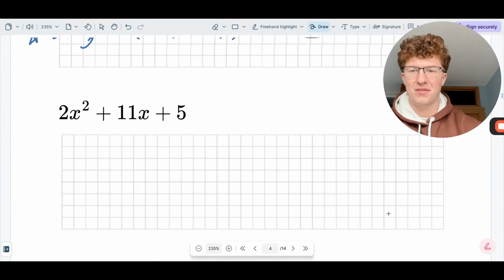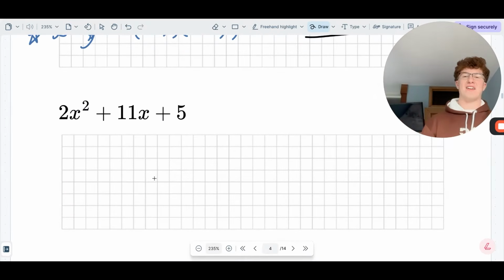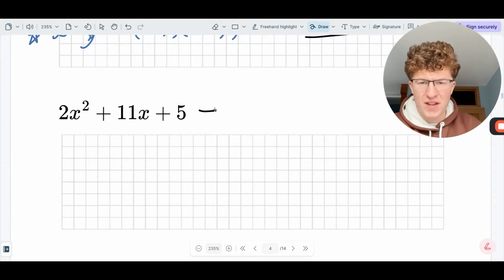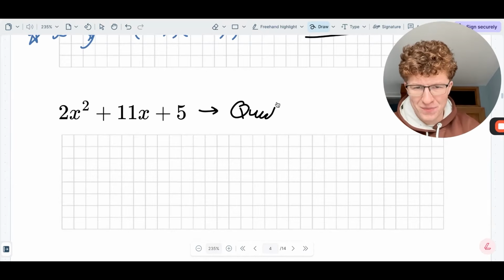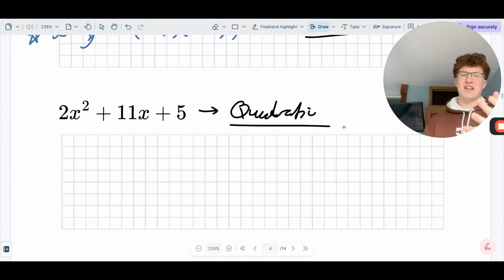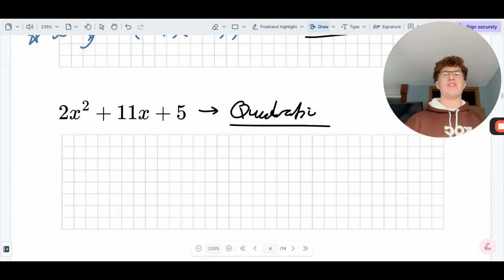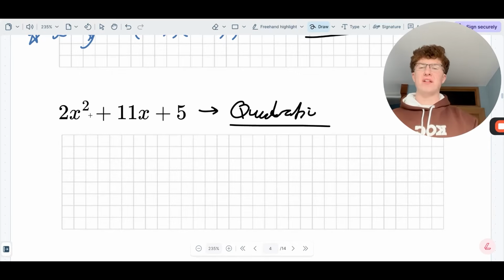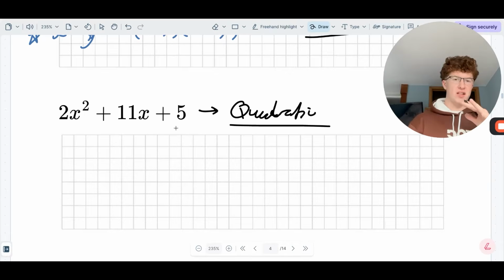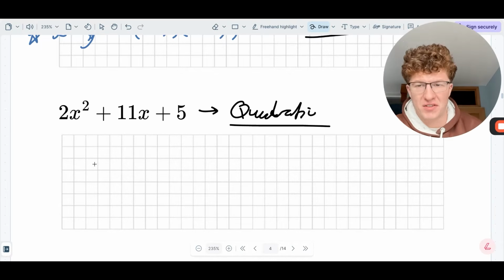Then, last one, we have 2x squared plus 11x plus 5. You have to notice this is a quadratic, written terribly. Whenever you have something that looks like something x squared plus something x plus something, that's a quadratic. We're going to be using quadratic factorization.